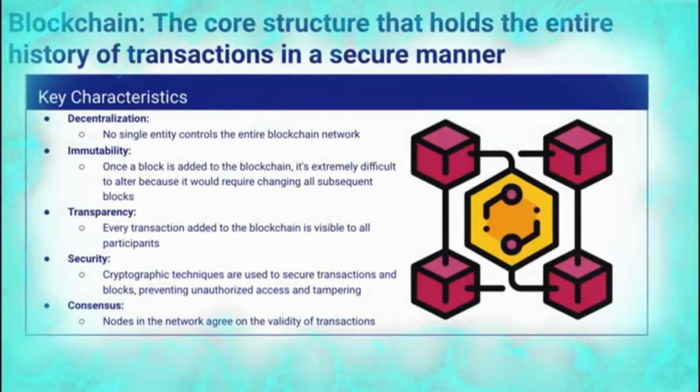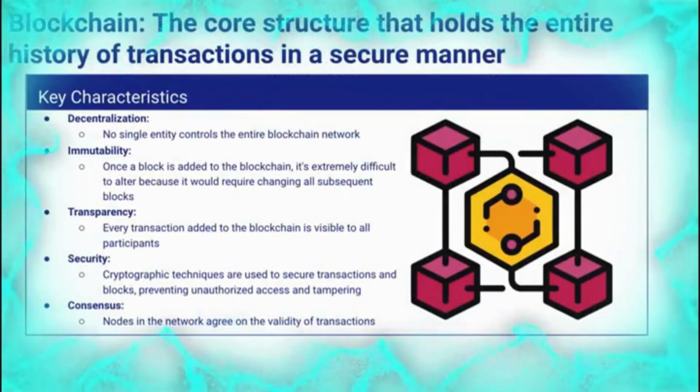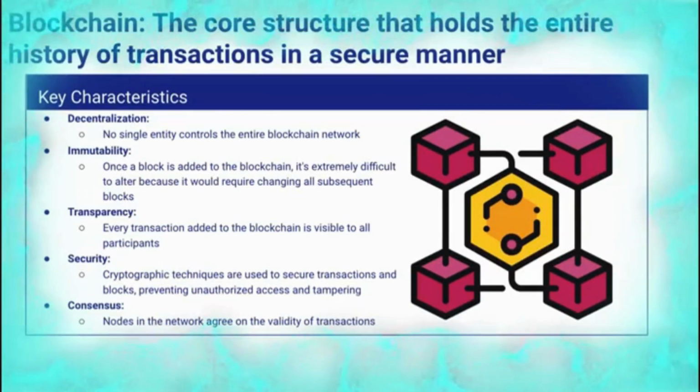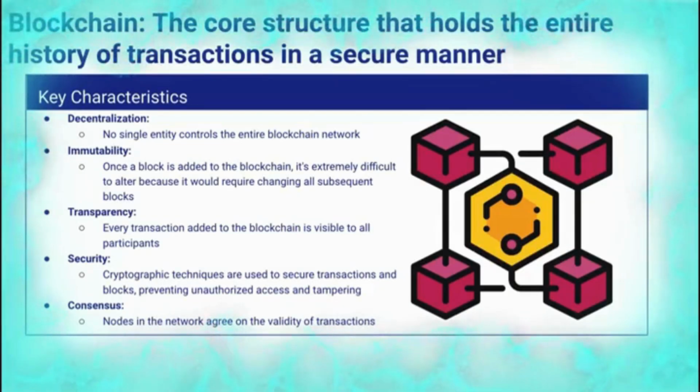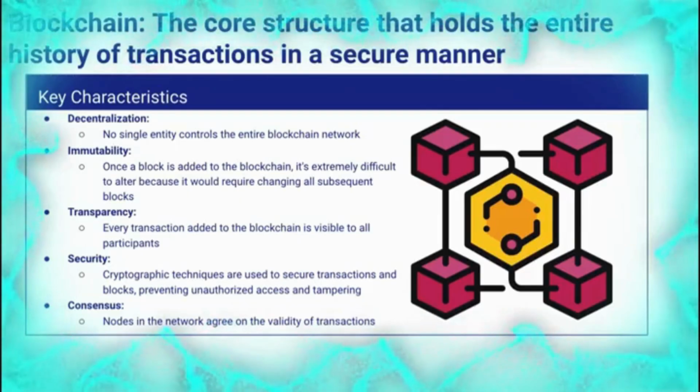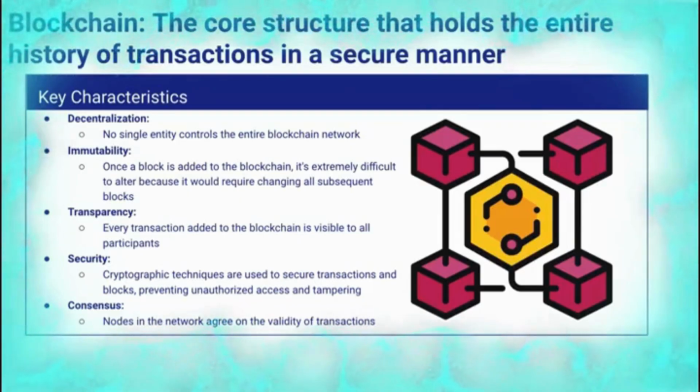Number 4. Blockchain. The blockchain itself is the core structure that holds the entire history of the transactions in a secure and tamper-proof manner. It is a decentralized distributed ledger that ensures transparency, security, and immutability. Key characteristics of the blockchain include decentralization. No single entity controls the entire blockchain network. Instead, it is maintained by the network of nodes working together.